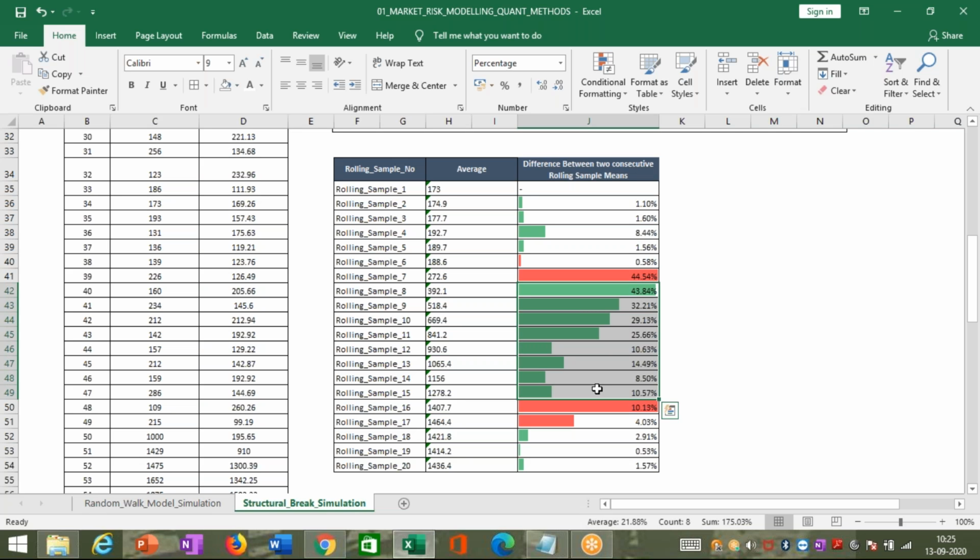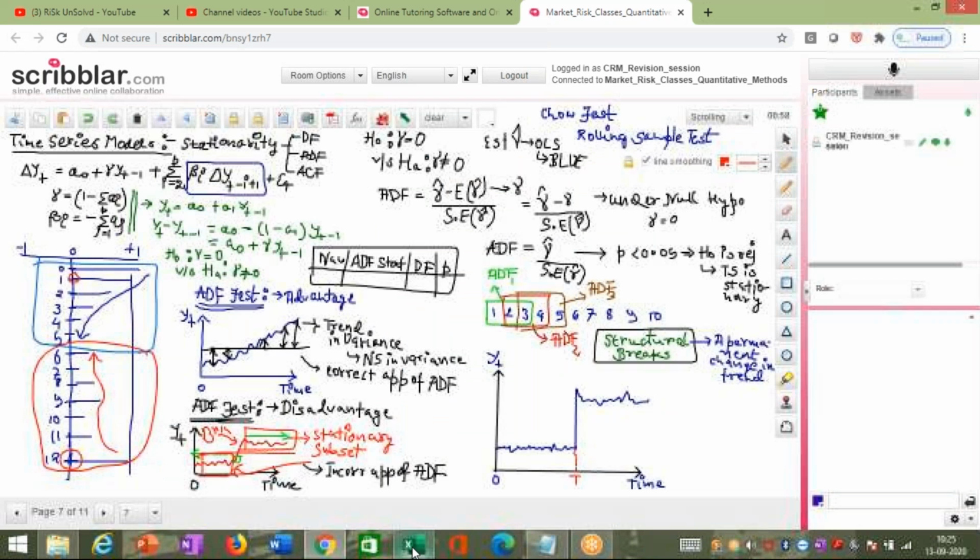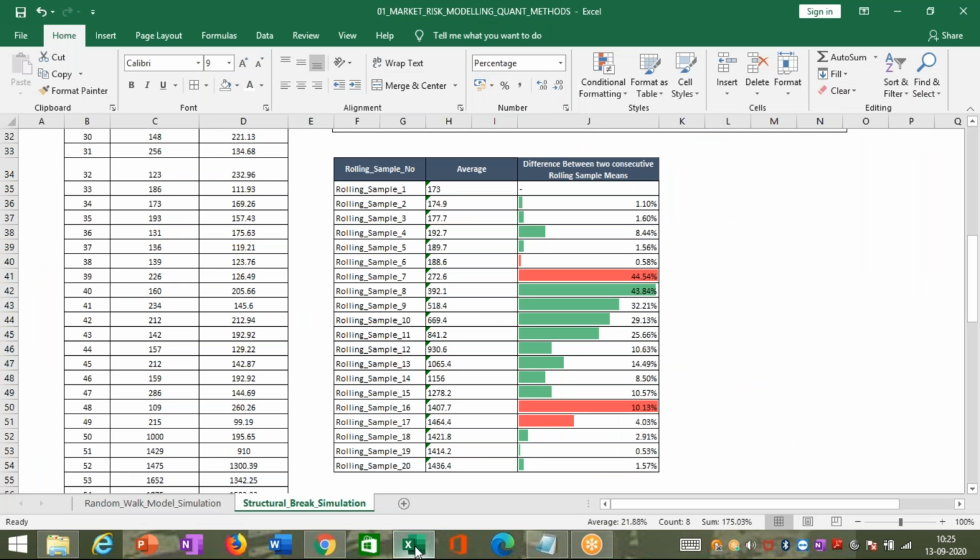So this is basically what the issue with the ADF test is, right? It cannot address this break and it applies to the data on the entire series. So this is what the actual idea behind this bias of the ADF test towards the unit root is. Right? So this is what the analysis is.